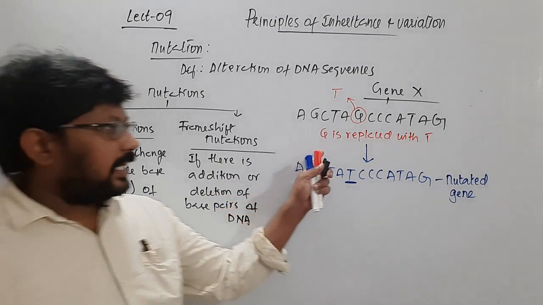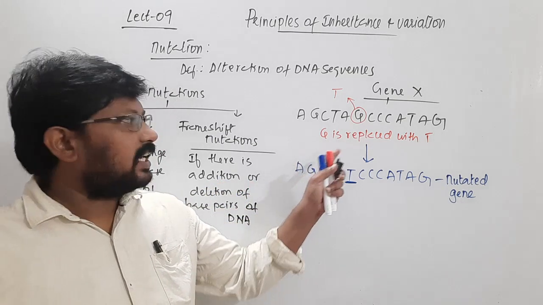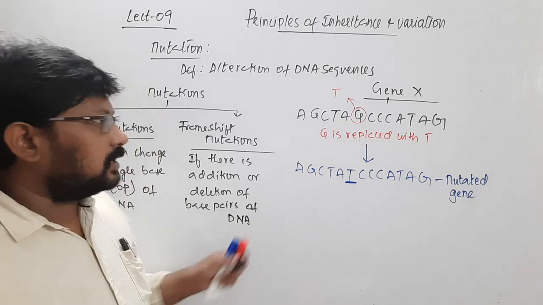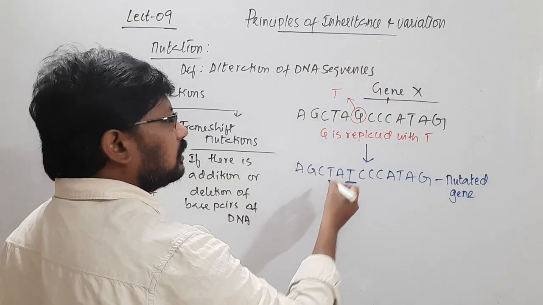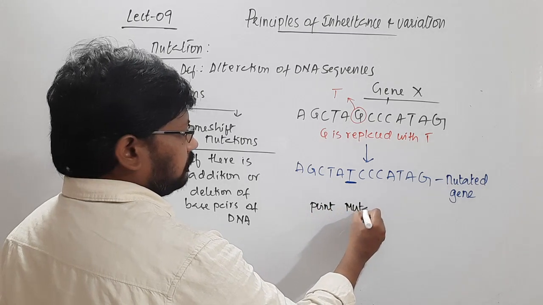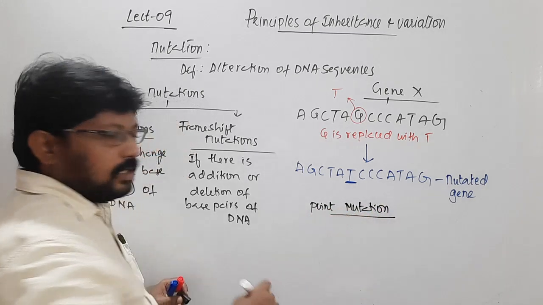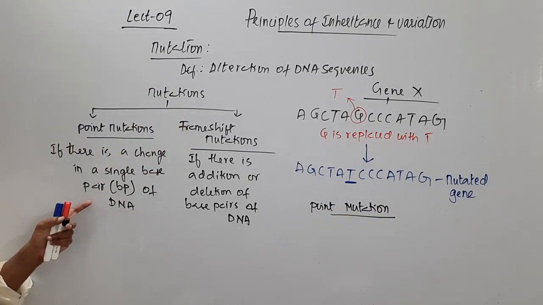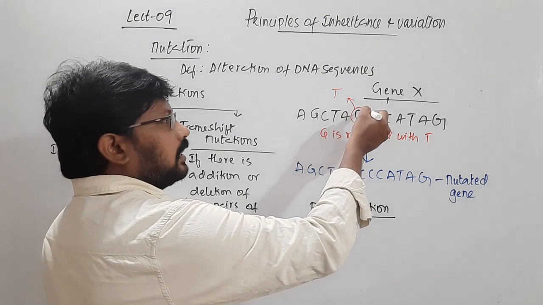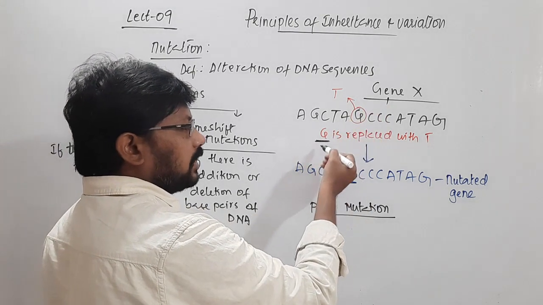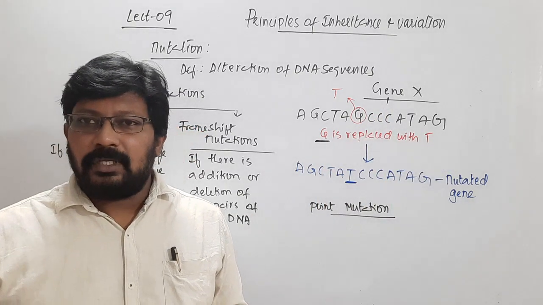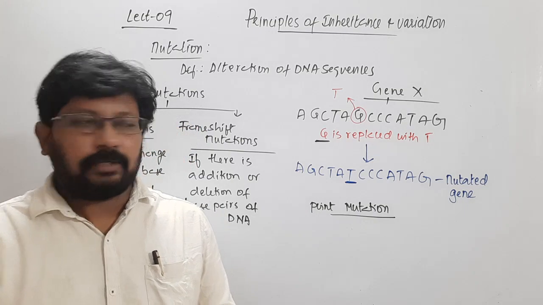Here, which I have explained in the first instance, where I told that one nitrogen base is replaced with another, this is actually an example for point mutation. So this is a point mutation. Already I mentioned that in point mutation a single base pair is changed. You can see here the G, a nitrogen base, is replaced with another nitrogen base. Such mutations we call point mutations.